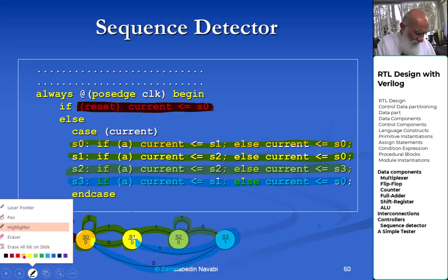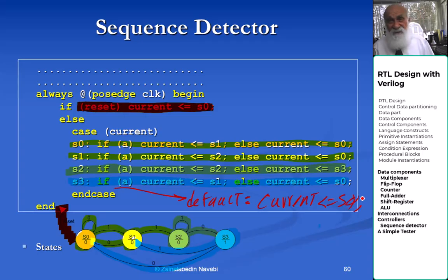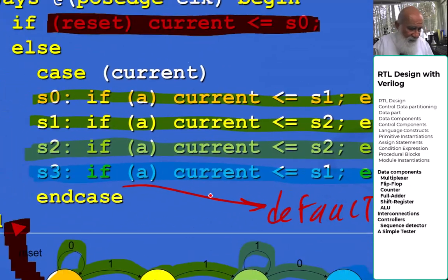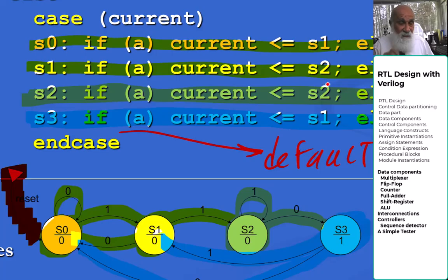I could, if I wanted to, or maybe it is recommended that I also put default, and if it is default, then my current state becomes S0. That means if something wrong happens, go to the initial state. Altogether, this describes my state machine, and for each of the states here, I have a case alternative following the edges and the states that I have here.